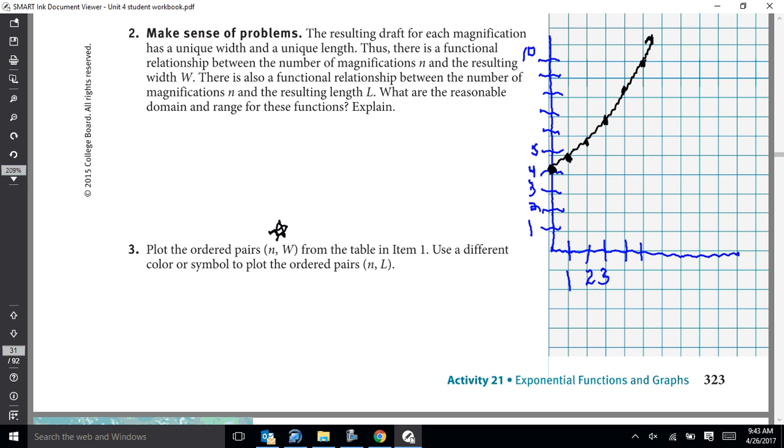Alright, so then what is our L? What was our 0 magnification? That was 6, right? Yep. And then 1 magnification? 7.2. And then 2, 8.64. 3, 10.368. 4, 12.416. And then 5, 14.929.